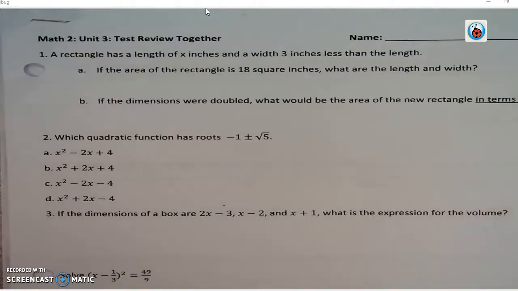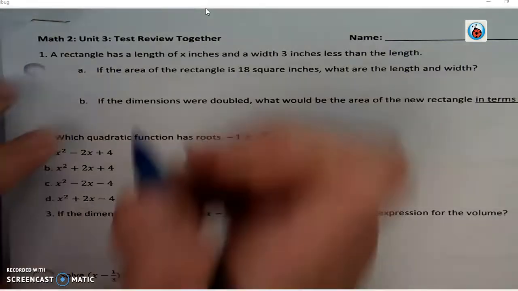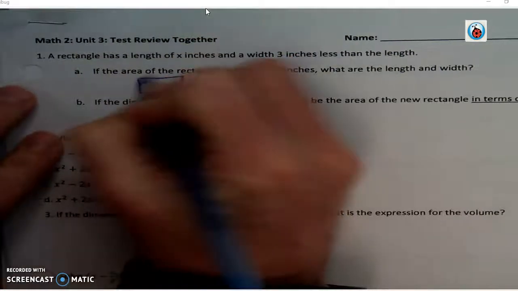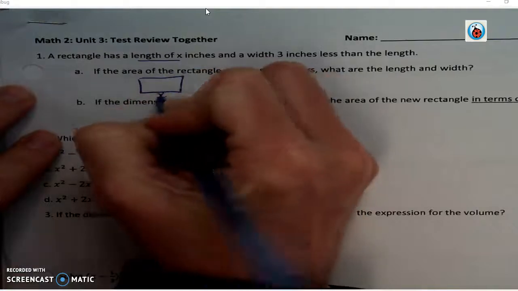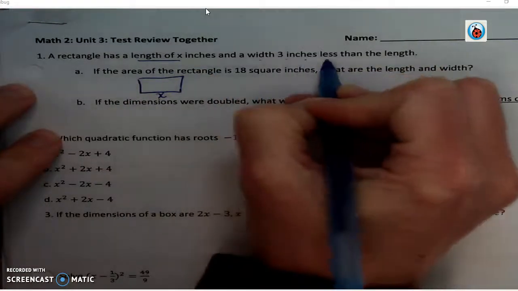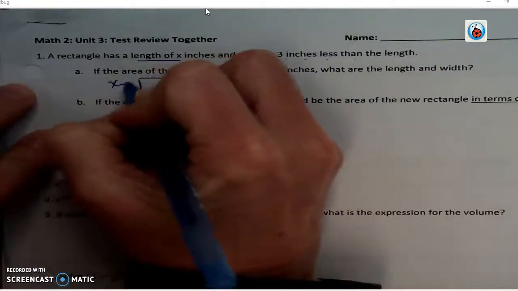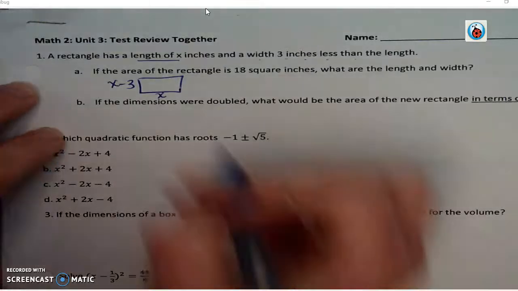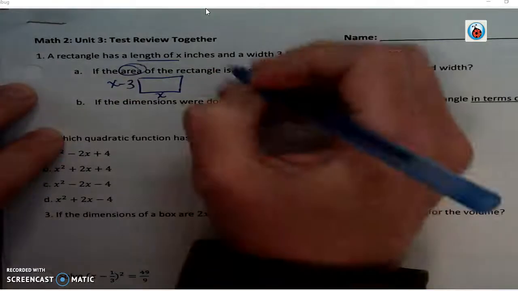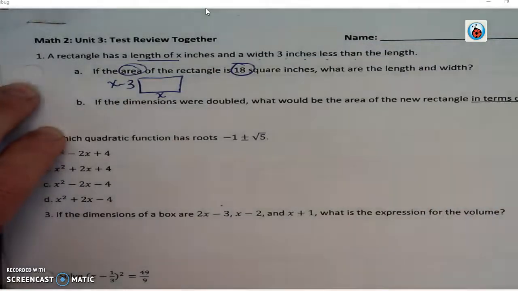Number 1, a rectangle has a length of x inches and a width 3 inches less than the length. If the area of the rectangle is 18 square inches, what is the length and the width? Always good to draw a picture on these. Tells you the length is x, and the width is 3 inches less than the length, so that would be x minus 3. If the area is 18, what is the length and the width?